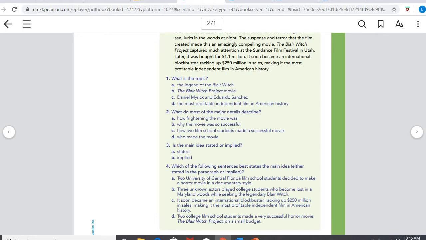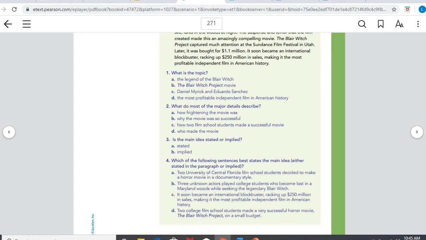If I look at my choices, the most general sentence there is D. 2 college film school students made a very successful horror movie, The Blair Witch Project, on a small budget. The rest of these are too specific. A doesn't even mention the name of the Blair Witch Project, neither does C, and so we know we can throw those out. But D is the most general. Now I can answer question 3. It's basically asking, is our main idea that we chose directly stated in this paragraph anywhere, or is it implied? And because that sentence itself does not appear word for word in the paragraph, it is B, implied, for number 3.